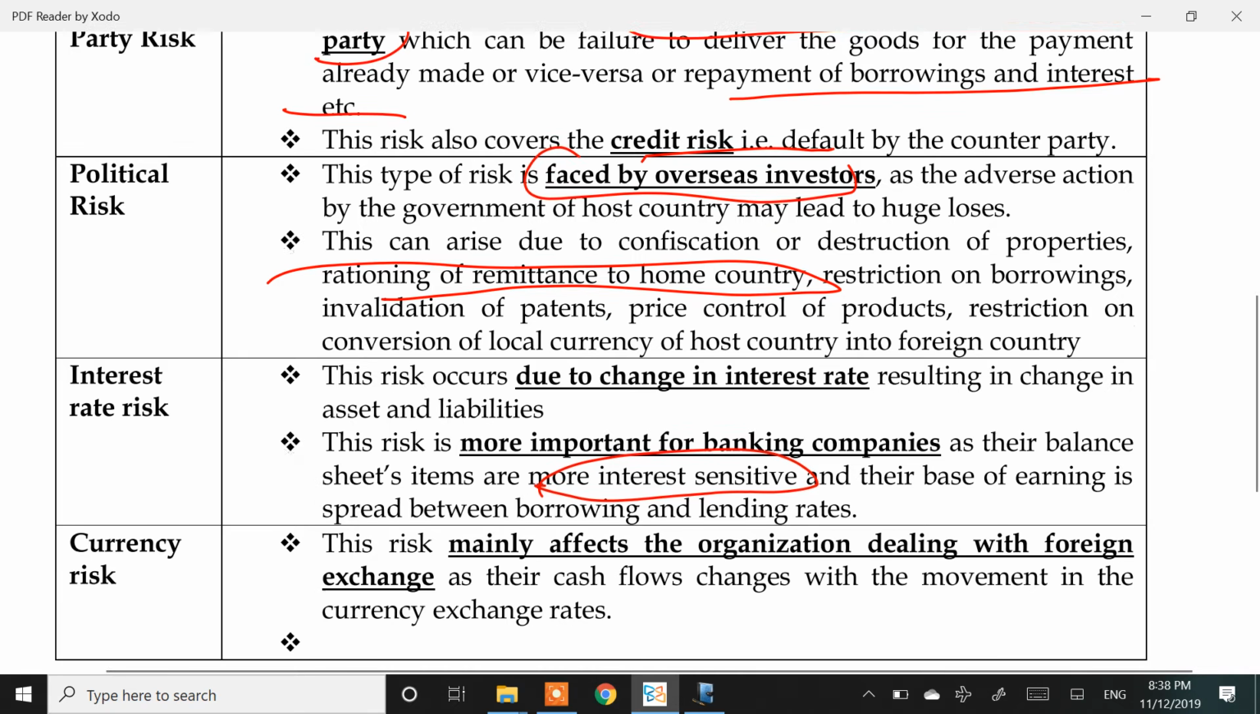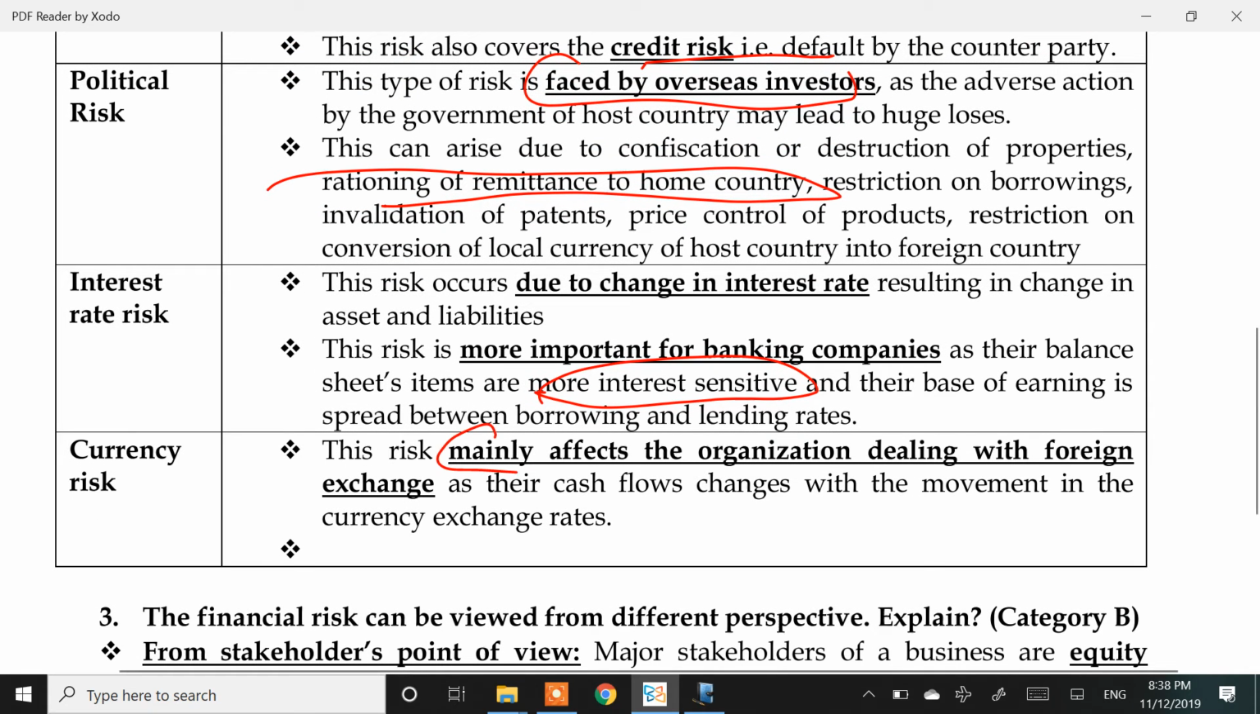And currency risk basically affects the organization dealing with foreign exchange, and your cash flows will vary with the exchange rates. In this subject itself, we'll learn how to cover currency risk in the Forex chapter. There are a lot of techniques involved: currency invoicing, forward contract, netting, futures contract, and options. All those techniques will help you in covering the currency risk side of it.